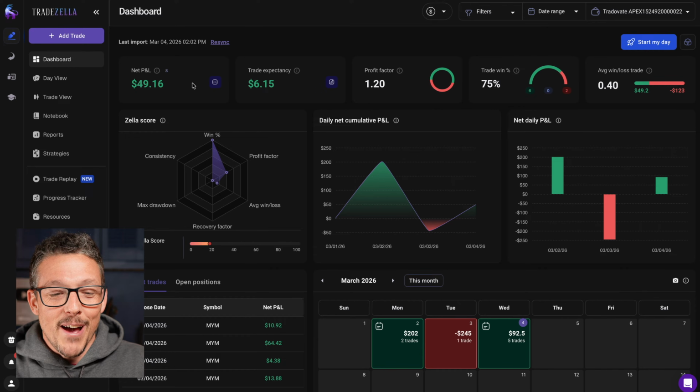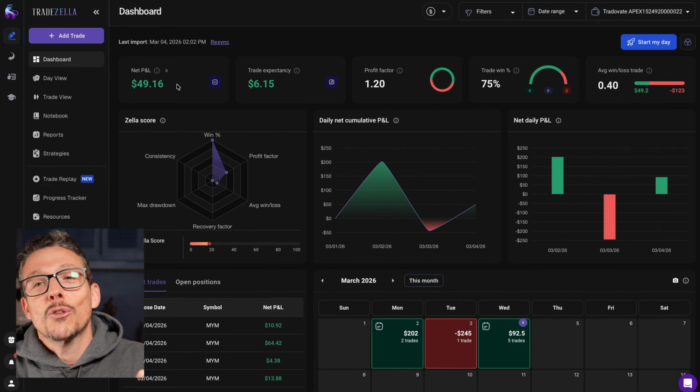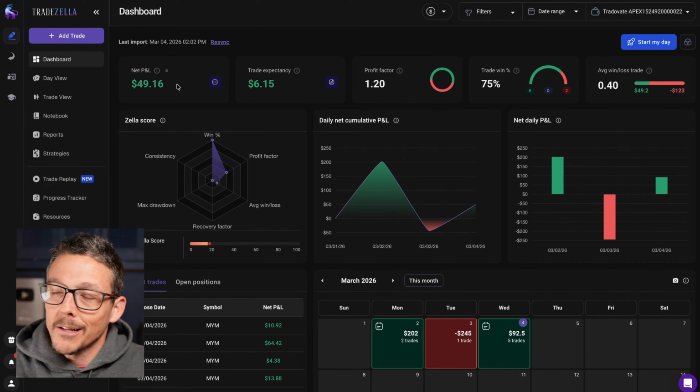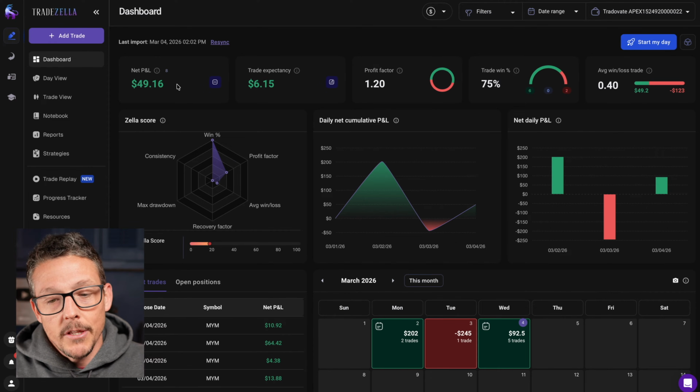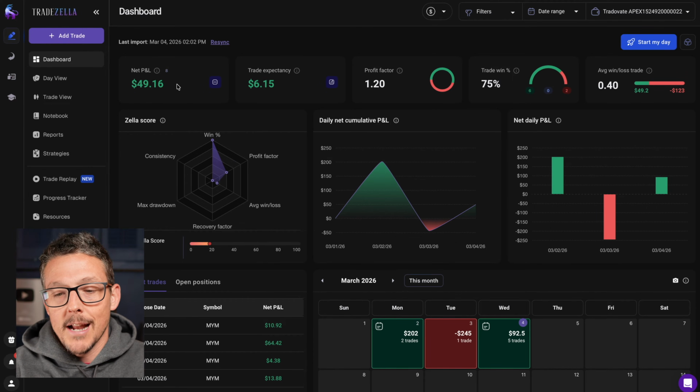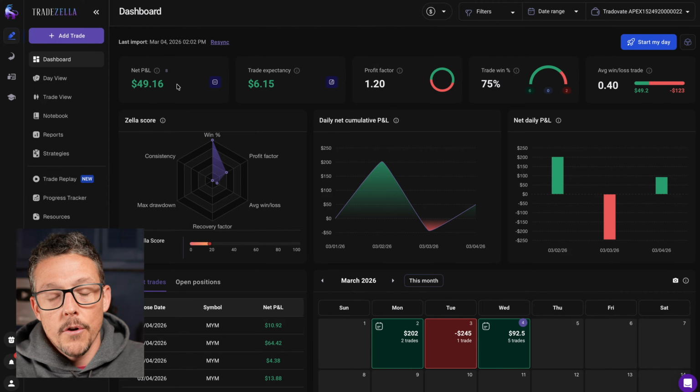So right now, the evaluation is up $50. Not the worst thing in the world. I think I need to average about $70 per day to get this done by the end of the 30 days, now that Apex has a cap on their 30 days.